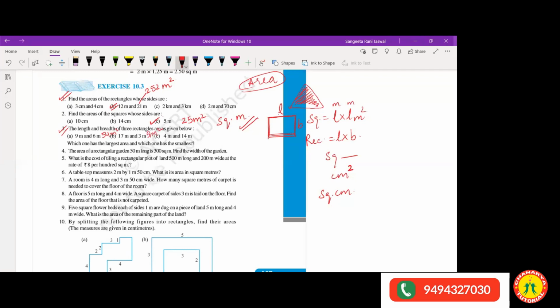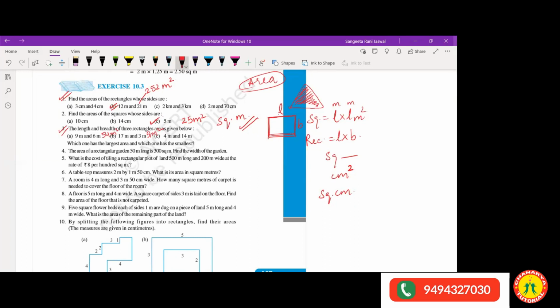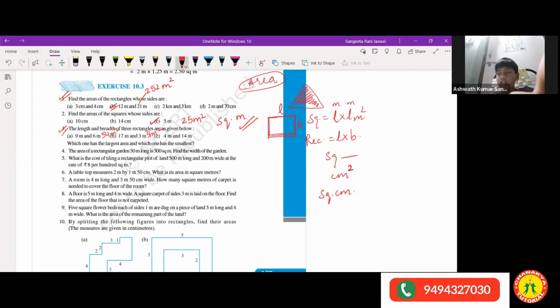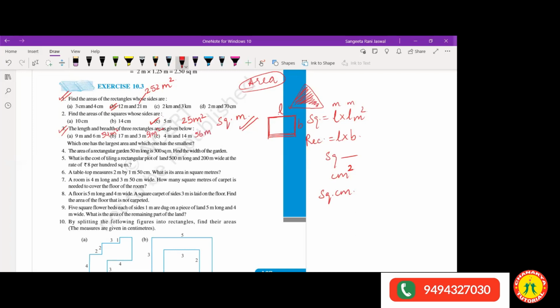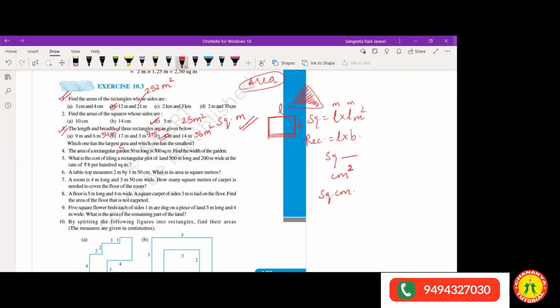Okay. Ashwath, you tell me the next. 56 square meters. Yes, 56 square meters. Now, which one is the greatest? Which one has the largest area? The C part, the third one. Okay. Which one is the smallest in area? B. Okay, good. Let's do this one. Sixth question.